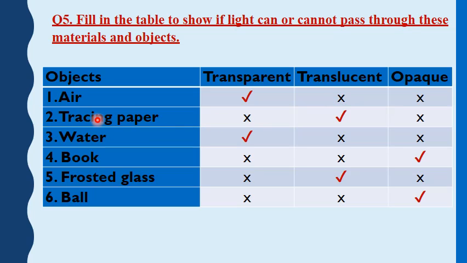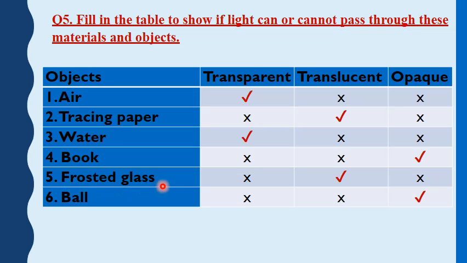Tracing paper allows some light to pass through it. So the correct answer for tracing paper is translucent. Okay, water, we can clearly see through the water, and water allows all light to pass through. So it means water is transparent. Book, okay, book does not allow any light to pass through, so book is an opaque object. Okay, so in opaque we have to mark a tick.